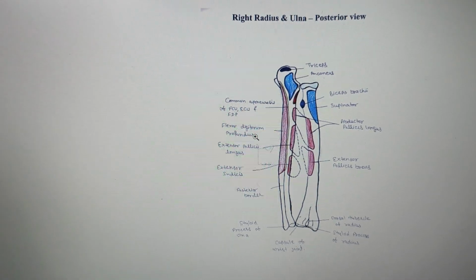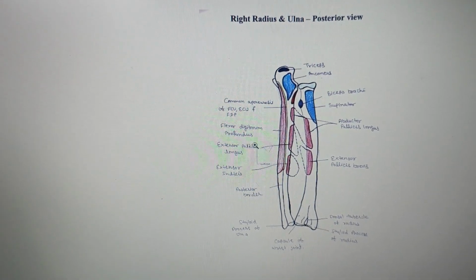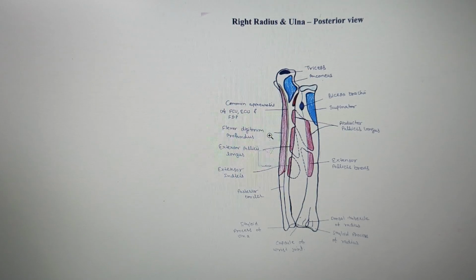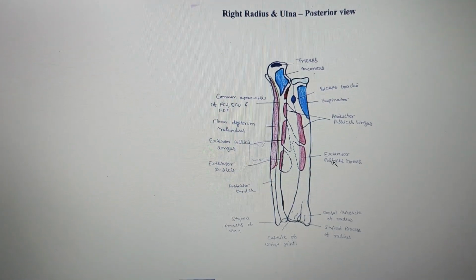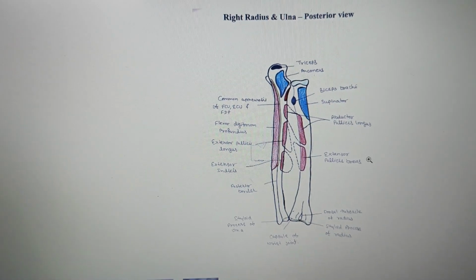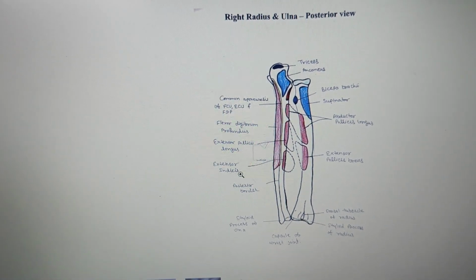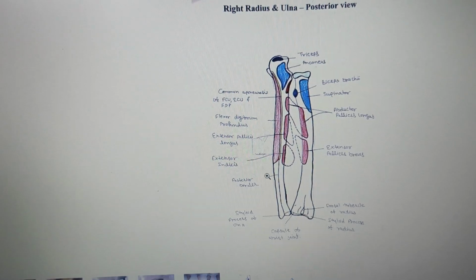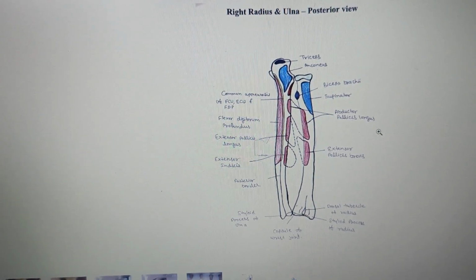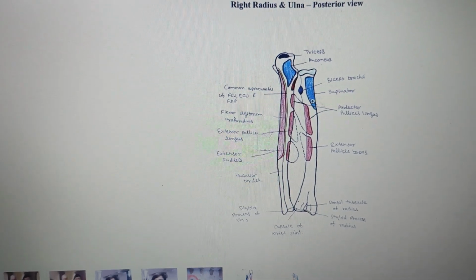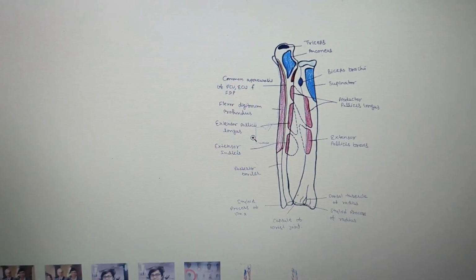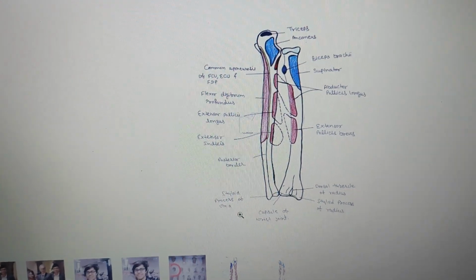So whatever says digitorum, all these are flexors on the anterior aspect. On the posterior aspect you will see only extensors: extensor pollicis brevis, longus, indicis. All these are extensors along with the abductor pollicis longus. So you remember like this, and this is the shaft origin. And of course you can see the styloid process here.